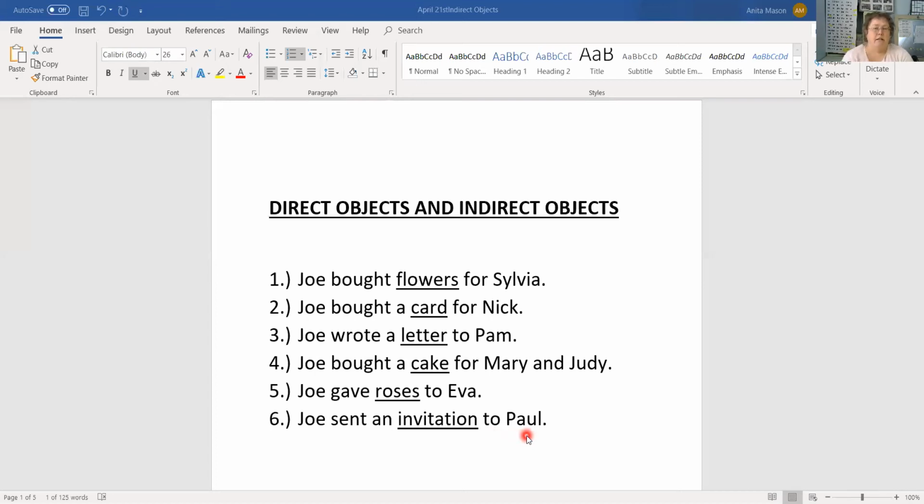When you're writing out indirect objects, it's gonna follow prepositions a lot, like for or to, but not always, because when we write, we do that sometimes, but when we speak, we don't talk that way.